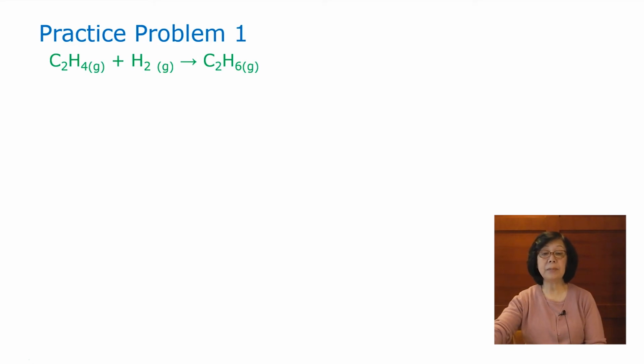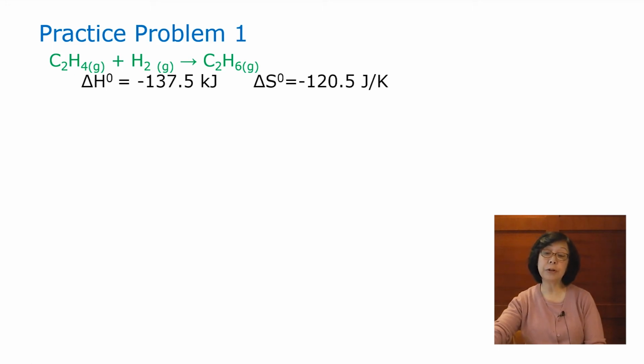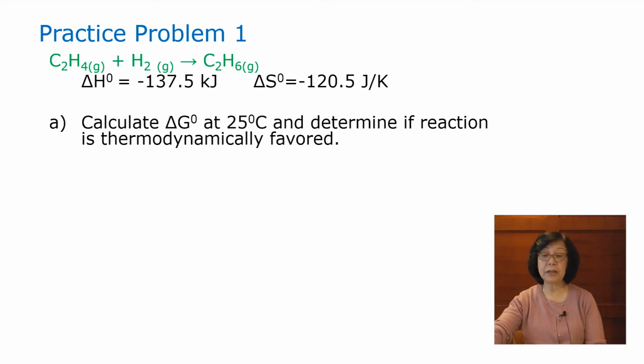In the combining of hydrogen and ethene to make ethane, the delta H is negative 137.5 kilojoules and the entropy change is negative 120.5 joules per Kelvin. Calculate delta G0 at room temperature and determine if the reaction is thermodynamically favorable or not.